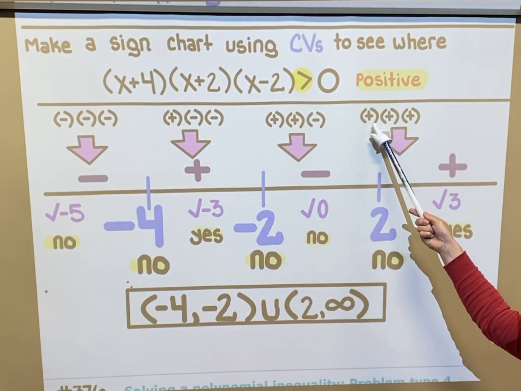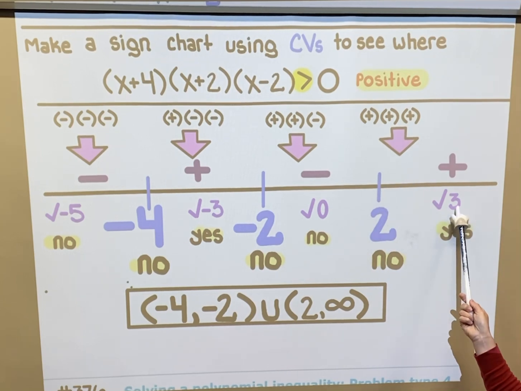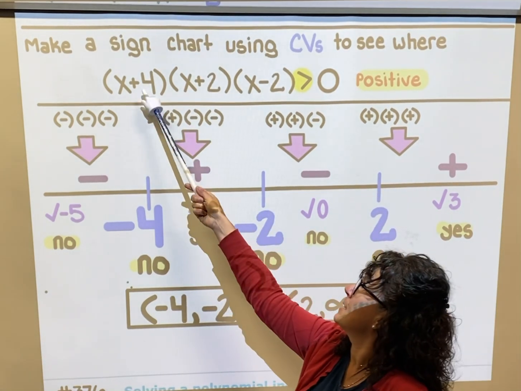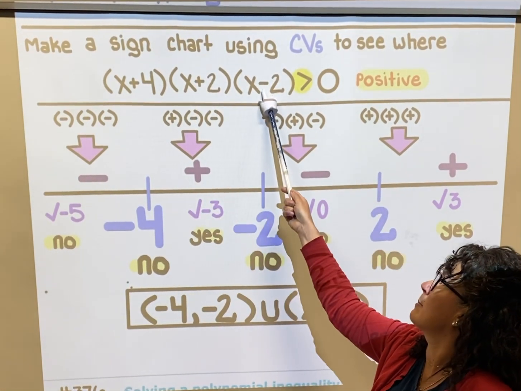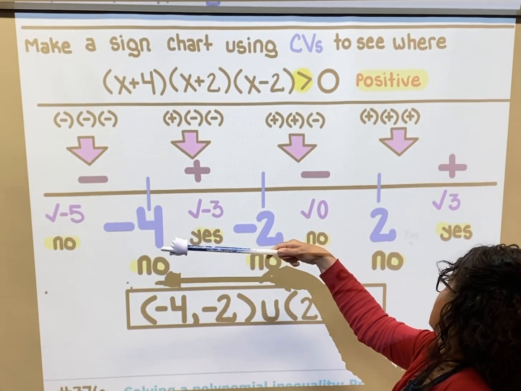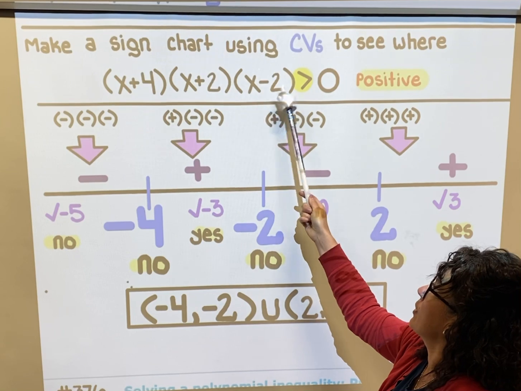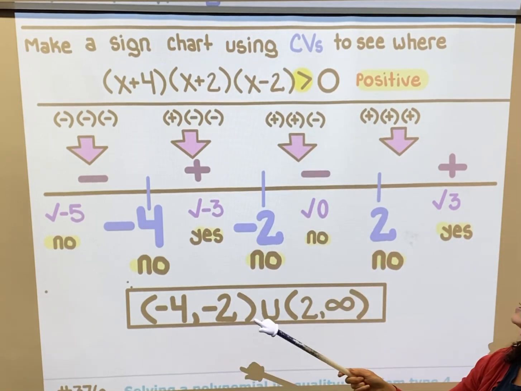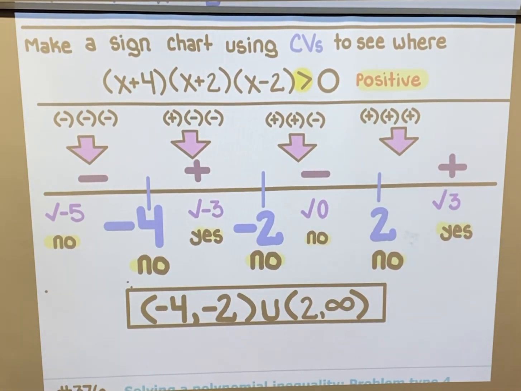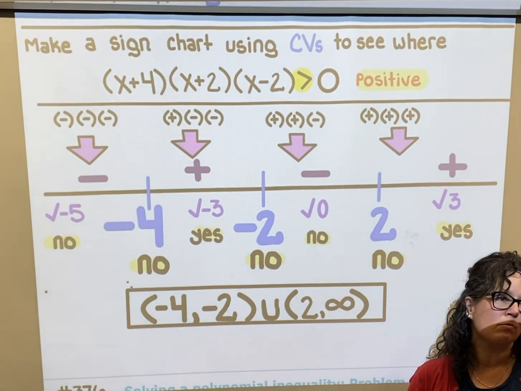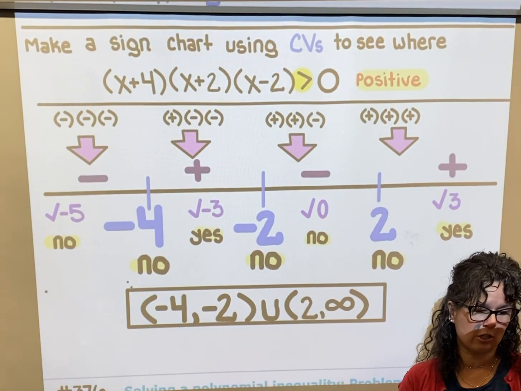Again, please don't, this is just a shortcut. If I plug 3 in and you go 7 plus 5 times 1 is 35. 35 is greater than 0, and that section is a yes. It's okay if you find the exact answer, it's just a little slower.